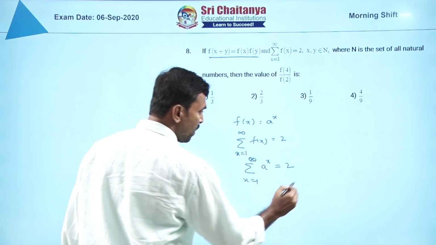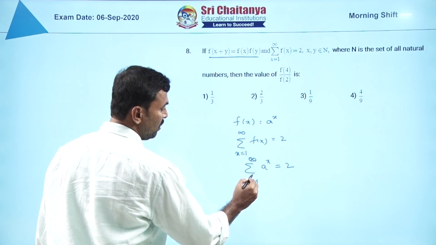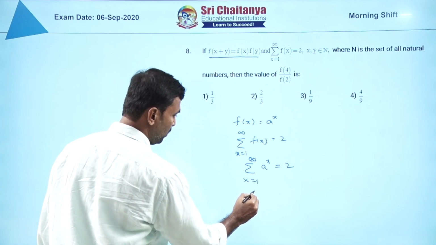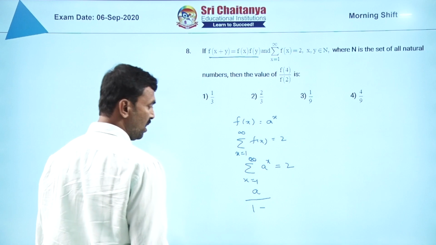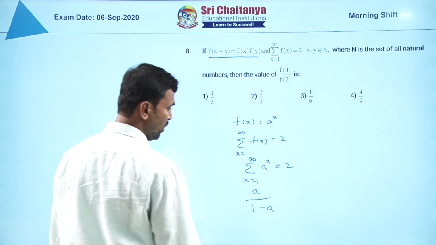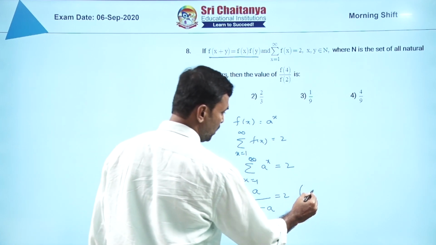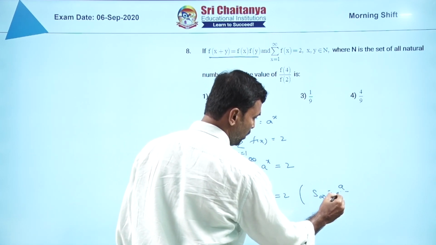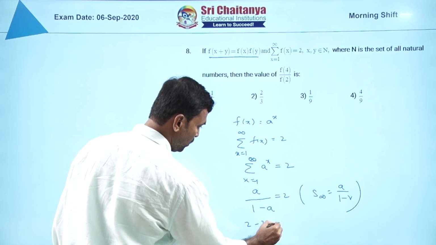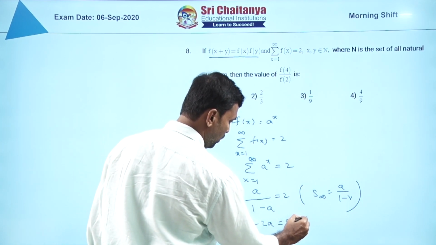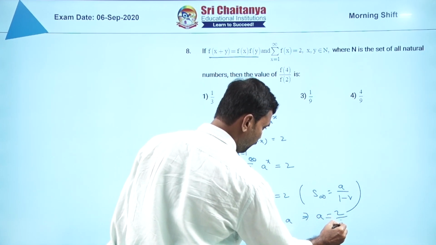So, the infinite geometric series is a plus a square and so on, where the first term is a and the common ratio is also a. So, a by 1 minus a is equal to 2, since S infinity is equal to a by 1 minus r is the formula. So, 2 minus 2a is equal to a, which implies 3a is equal to 2. So, a is equal to 2 by 3.